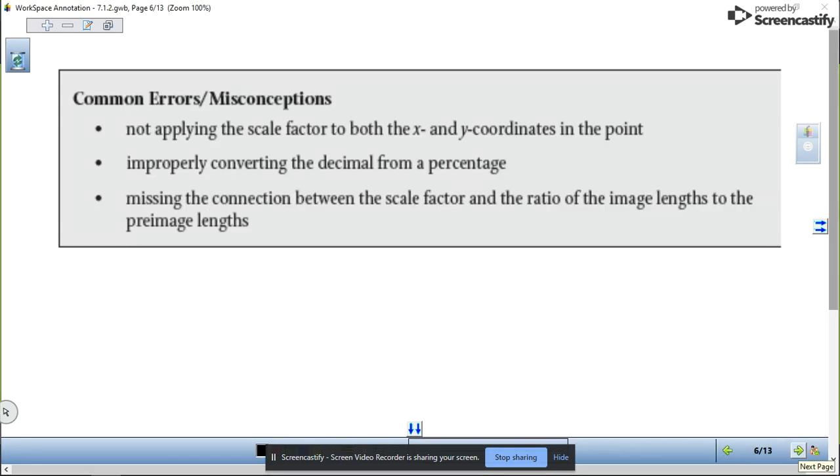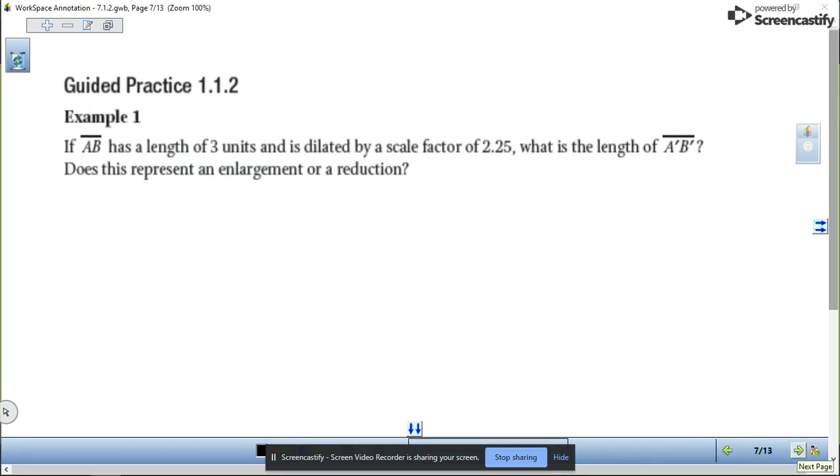All right, some errors, misconceptions, and example 1. If AB has a length of 3 units and is dilated by a scale factor of 2.25, what is the length of A prime, B prime? All we've got to do there is 3 times 2.25. Okay, and if you do 3 times 2.25, you end up with 6.75. So 6.75 is the length of A prime, B prime.